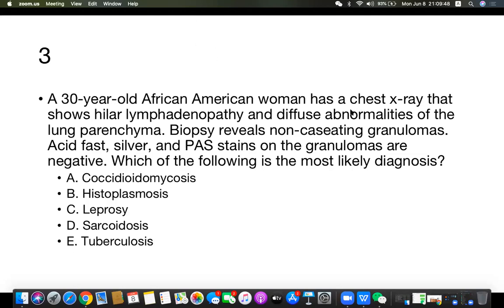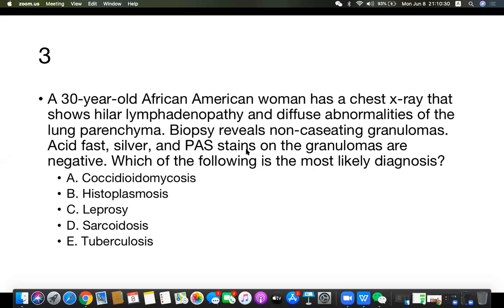Yes, anyone? Yes. Sir, I think I will go with tuberculosis, option E. Can you give me a reason? Sir, first of all, hilar lymphadenitis is seen in tuberculous adenitis, sir. And the acid fast stain is also for TB, sir. Okay. But acid fast stain is negative here, isn't it? You can see there, it's negative. Yes. See this? Acid fast, silver, and PAS stain, all are negative.